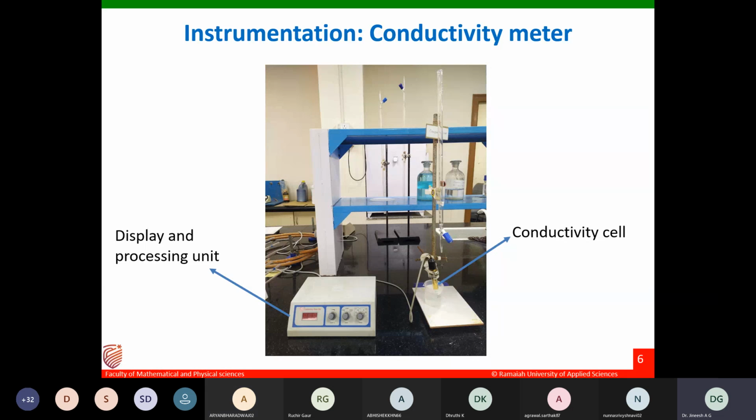Yes sir. But at the tip of that rod, I don't know whether it is visible, there are two black dots. Can you see two black plates? Very carefully, if you observe, you will be able to see. Okay, once I give the full representation of a conductivity cell, at that time you will understand. There are two very small platinum foils.